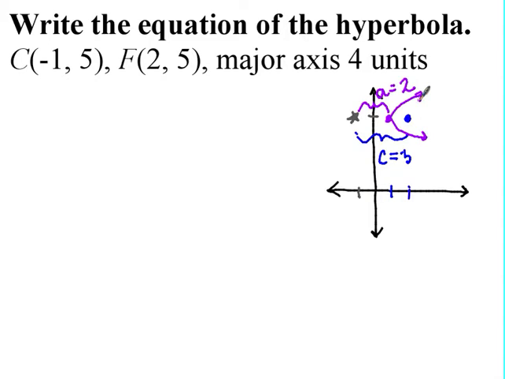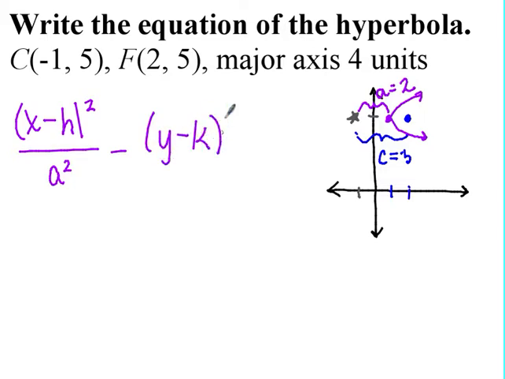So I know in my equation it's going to be x minus h quantity squared over a squared minus y minus k quantity squared over b squared equals 1. And so all I'm going to do then is plug in what I know. I know that h is -1. I know that k is 5. I know that a is 2. So what do I need to find? C or B? B.